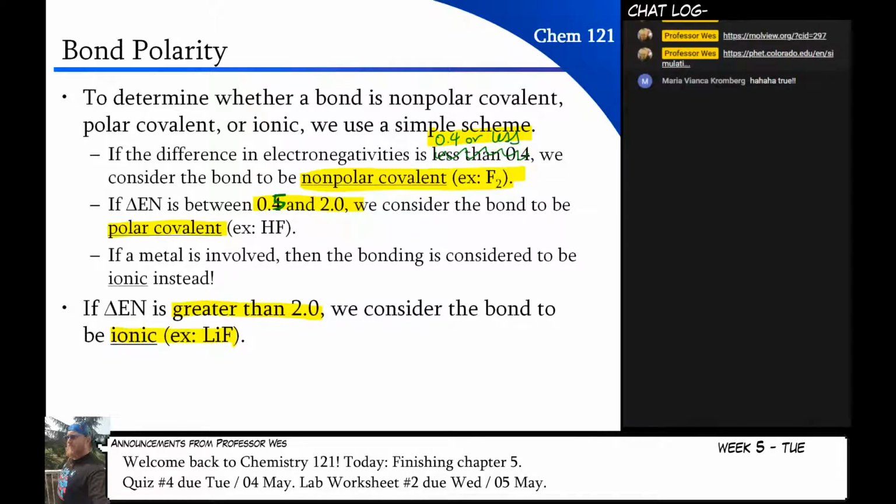For example, if you pair lithium and fluorine together, the difference is so large that the lithium essentially has no claim to the electrons anymore. They are now just given to fluorine.